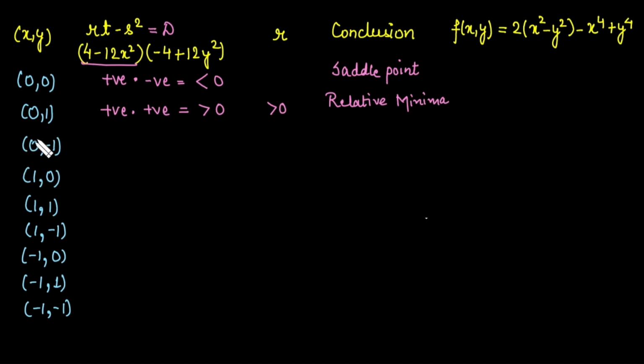For the next case, x is 0, y is minus 1, that is positive. Positive into positive term is greater than 0. If this is greater than 0, observe the behavior of r. R is greater than 0. It means this is again a relative minima point.